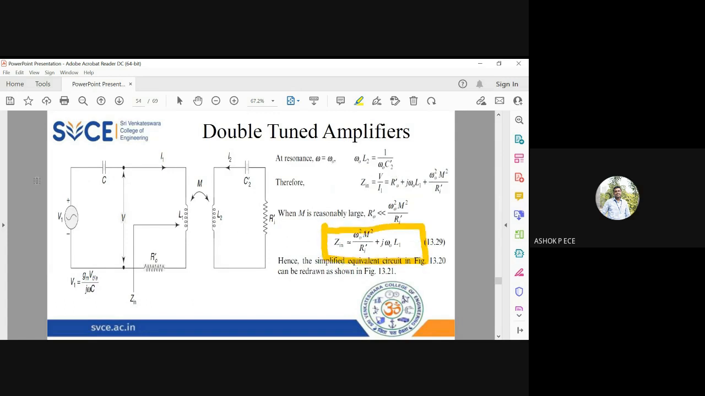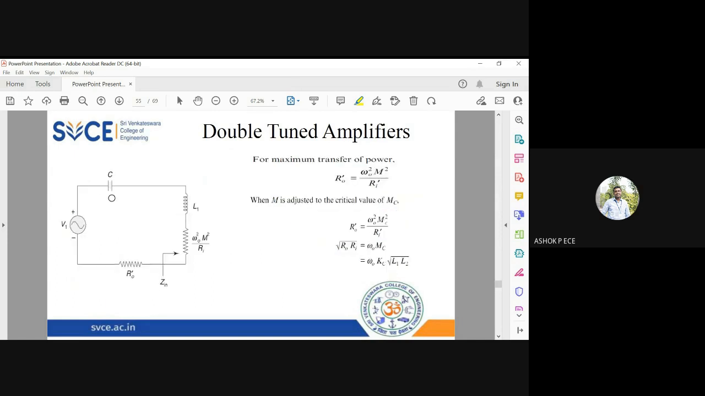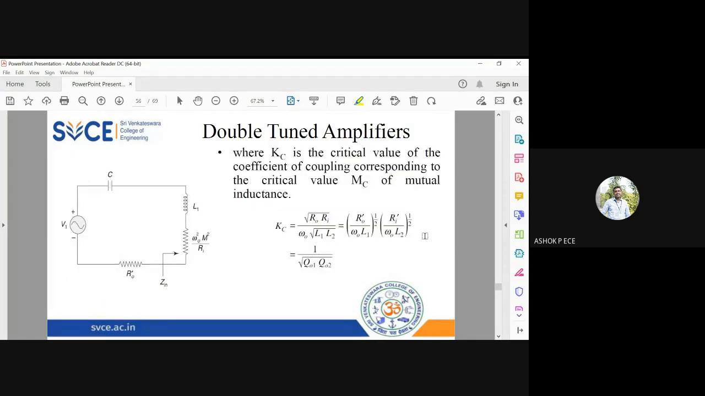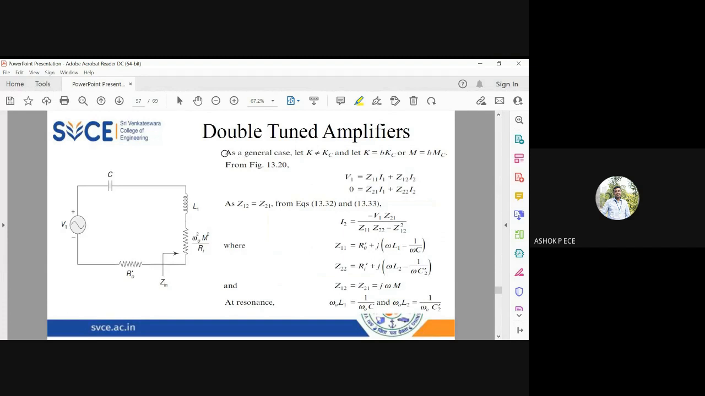With this expression, this circuit is redrawn. And we have found out what is the critical coupling coefficient Kc. And Kc depends on the quality factor of the input side and the quality factor of the output side. That is the value of the critical coefficient of coupling. So this we have found for a specific case where everything happens at resonance and at a critical value of coupling Kc. Now we are going to move to a general case where the coupling coefficients are not critical.